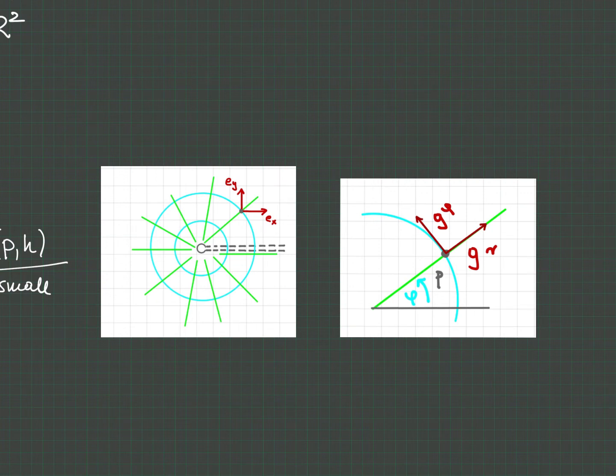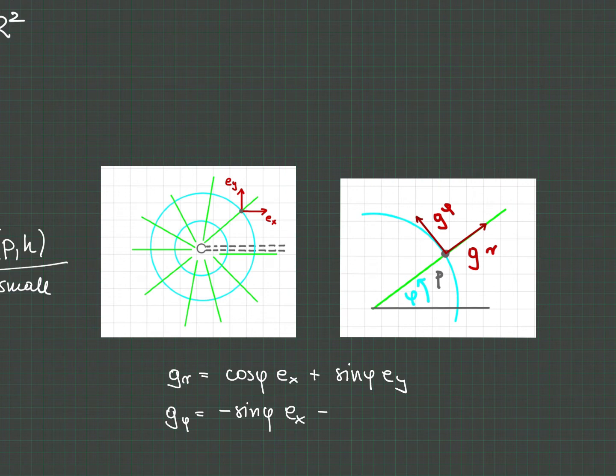And this vector g_r is cosine phi times e_x plus sine phi e_y, and vector g_phi is also rotated: minus sine phi e_x plus cosine phi e_y.